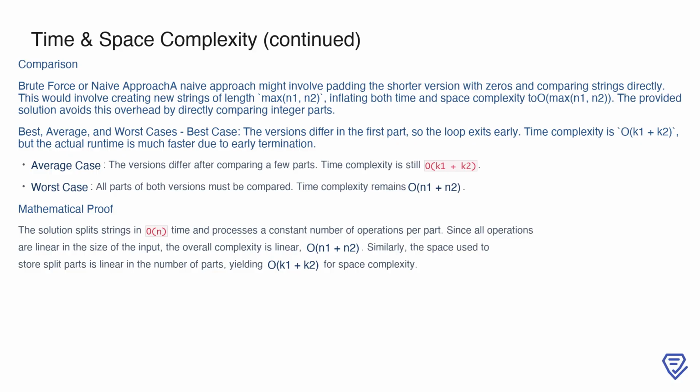Analyzing the best, average, and worst cases, the best case occurs when the versions differ early, such as in the first part, allowing the loop to terminate quickly. While the time complexity remains k1 plus k2, the actual runtime is much faster due to early termination. In the average case, the versions differ after comparing a few parts, maintaining the same time complexity. In the worst case, every part of both versions must be compared, but even then, the total time complexity is still n1 plus n2. Mathematically, the solution processes the input with linear operations, ensuring that both time and space complexities are linear, specifically n1 plus n2 for time and k1 plus k2 for space.